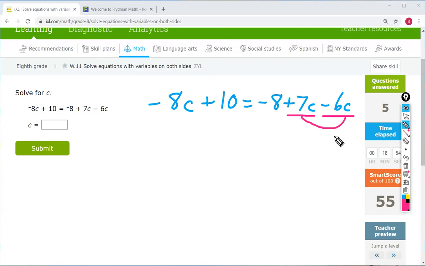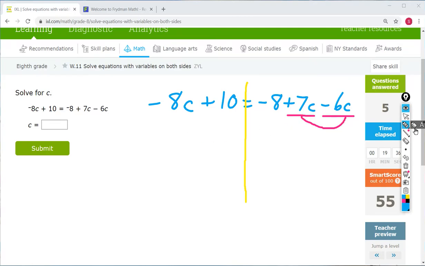Do not combine terms that are on different sides of the equal sign. Remember, the equal sign is what separates the two sides from each other. So do not combine, let's say, this term with this term, because they're on different sides. But you can combine this term and this term because they are on the same side of the equal sign. So positive 7 minus 6 is 1. So we would get, I'm not using inverse operations now. I'm just combining these terms here.